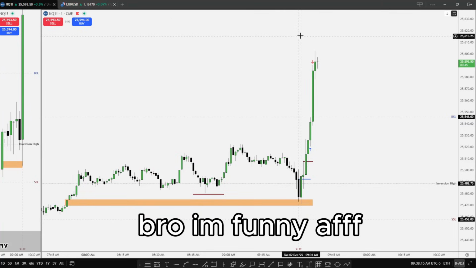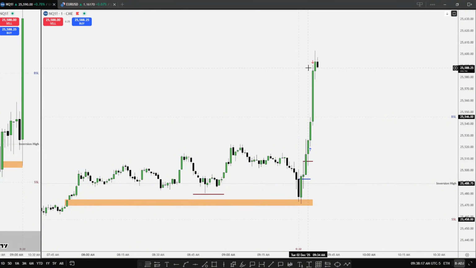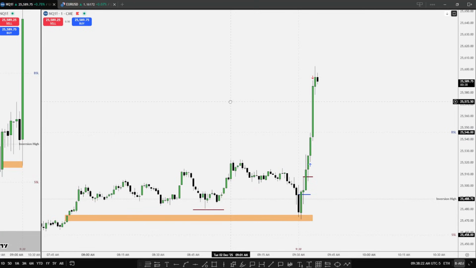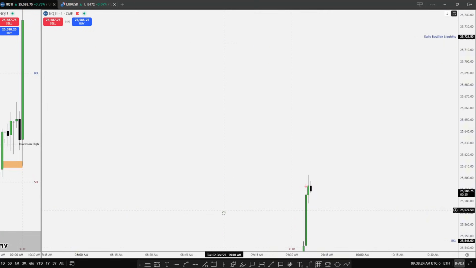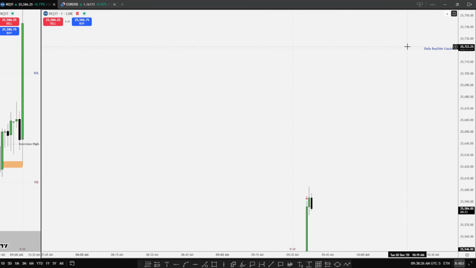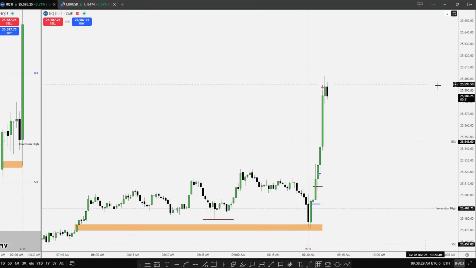And remember, we have from 9:30 to 10 for this thing, if it wants to turn around, to turn around. And if it wants to go higher, well, that was it for me. Unless we're reaching up for this daily buy side, but we'll see about that.